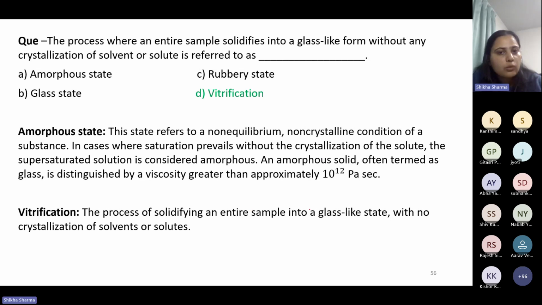Why not the amorphous state? Because it's a non-equilibrium, non-crystalline condition, and in this, what happens? Saturation prevails without the crystallization of the solute, and the supersaturated solution is considered amorphous. It forms an amorphous solid which has very high viscosity.